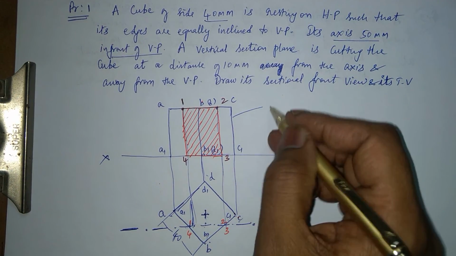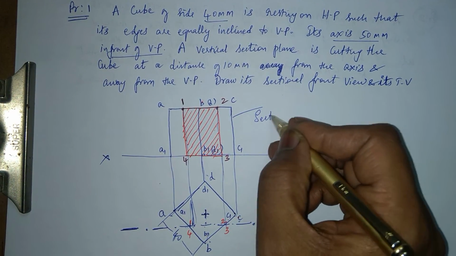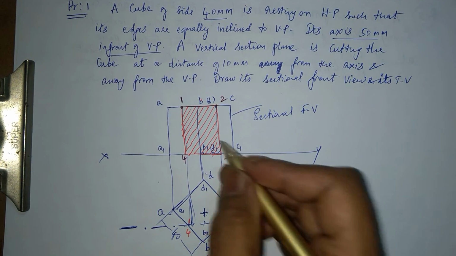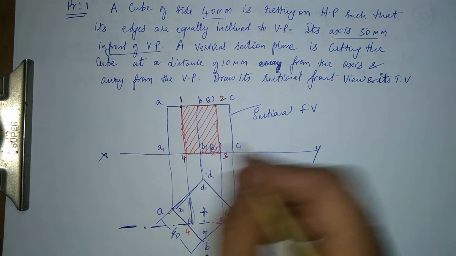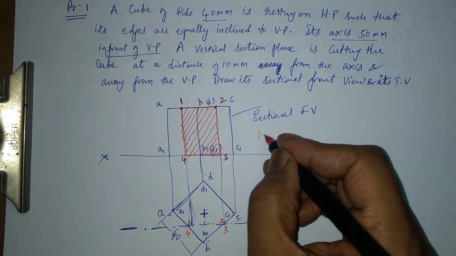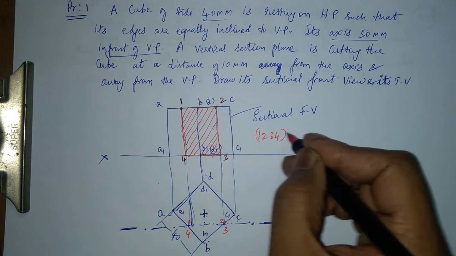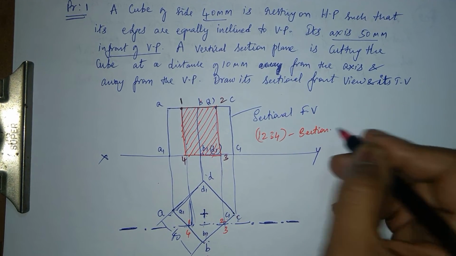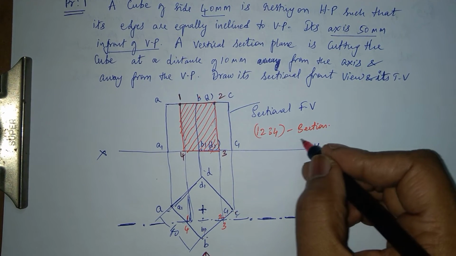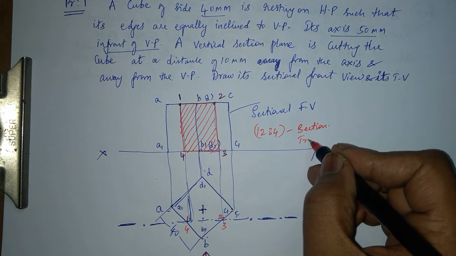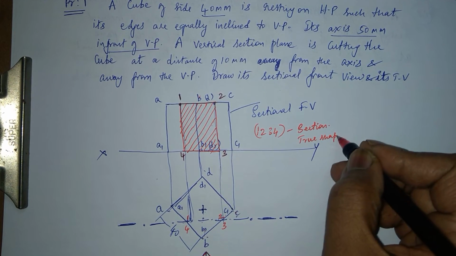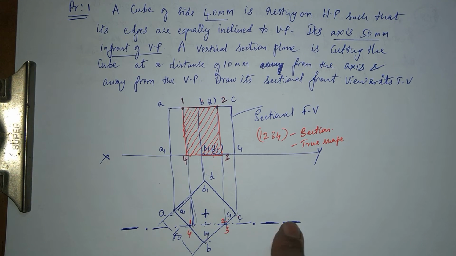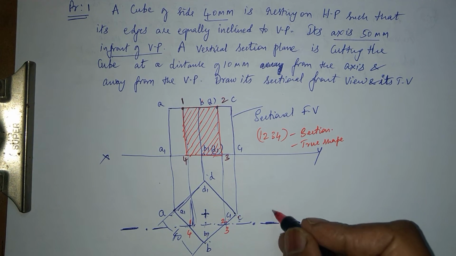This complete thing is called the sectional front view. Similarly, this red area, 1 2 3 4, is called the section. In this case it is also called the true shape, because the view is perpendicular to the section plane. This is the section plane.